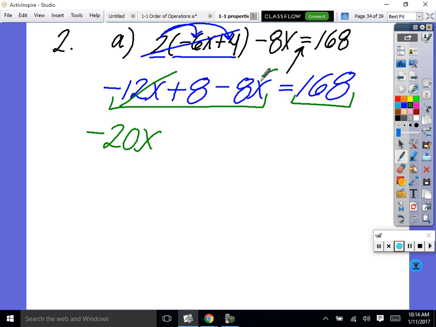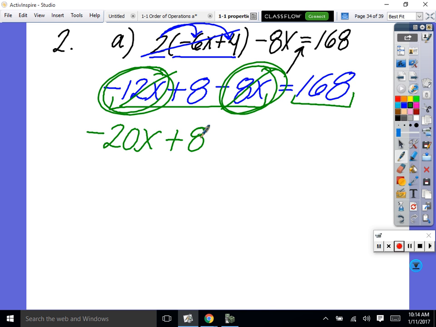Is anybody confused why when I added those two together, it became negative 20x? Yeah, we're combining like terms. So an apple plus an apple is 2 apples. Negative 12 apples minus 8 apples is negative 20 apples. Does that make sense? You shouldn't be adding because isn't it subtracting? Yeah. Okay. Now we still have plus 8. So I'm going to write that on the left side of the equation, which is equal to 168.